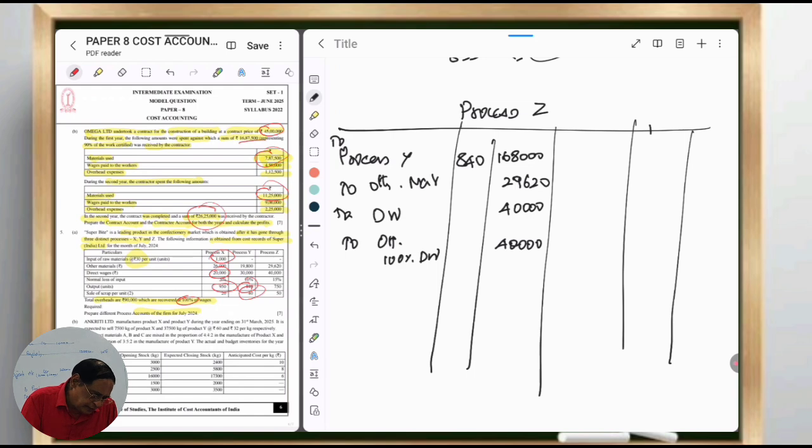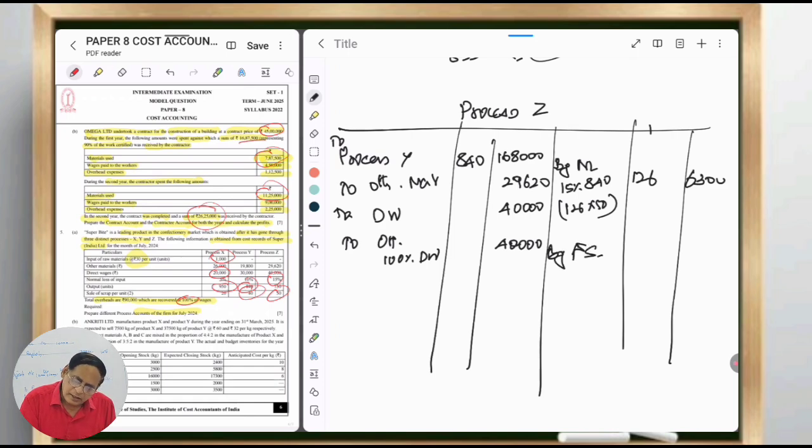So how much actually by normal loss, how much percentage? That is 15% of 840. 840 into 15%, that is 126. So the realizable value is 50. So 126 into 50 rupees, the amount we collected, so 6,300. And then finished stock how much? The question itself gives that, that is 750.